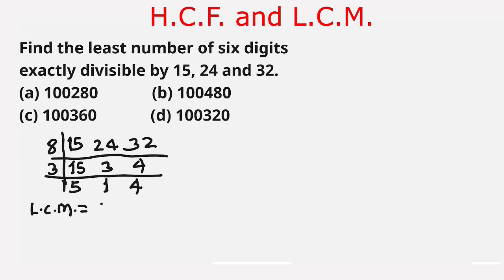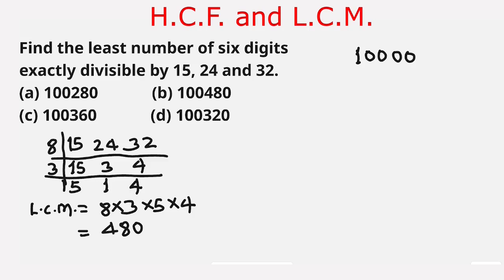Now 5 and 4 are co-prime numbers, so we can find the LCM now. LCM equal to 8 multiplied by 3 multiplied by 5 multiplied by 4. 8 times 3 is 24. 24 times 5 is 120. 120 times 4 is 480. So our LCM is 480. The least 6-digit number is 100000 is our least 6-digit number.